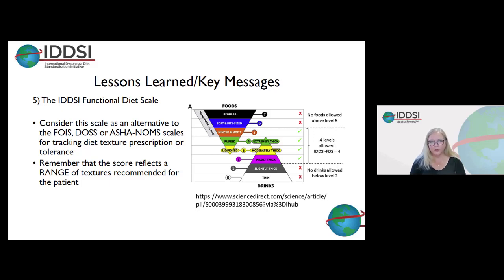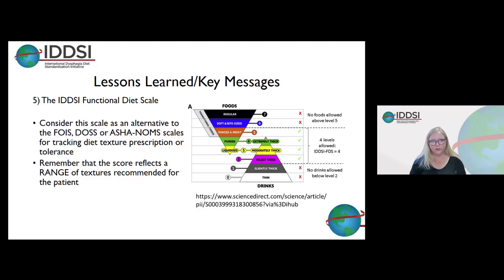And here we're suggesting the IDDSI FDS as an alternative to other tests that have been used for this purpose historically, and the most obvious tests in that list would be the Functional Oral Intake Scale, the FOIS, developed by Crary and colleagues, the DOS, the Dysphagia Outcome Severity Scale from O'Neill and colleagues, and the ASHA-NOMS scale for dysphagia.